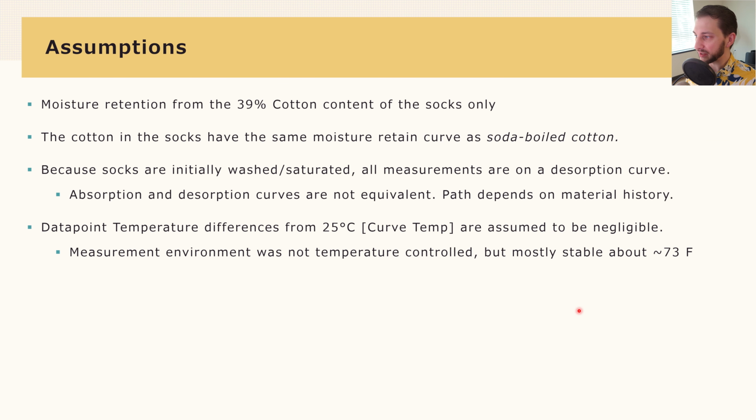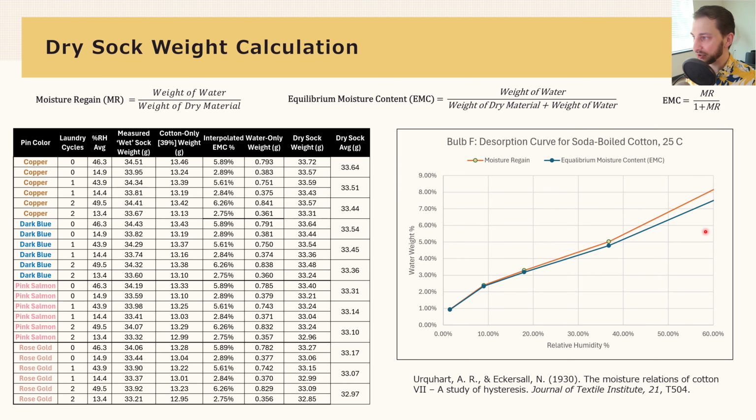Some of the assumptions of using this moisture regain isotherm chart are that the chart is for 100% cotton. Here we're using a sock that is not 100% cotton. It's only 39% cotton, and so none of the other components of the sock are going to influence how much moisture is left. Also, the cotton found in the sock will have the same desorption as the soda boiled cotton. If you look at these charts, the absorption and desorption curves are different. However, these socks started from a fully saturated wet environment, the laundry, and then we are taking it from there down to 0, so we should be on the desorption curve. So let's do the calculations.